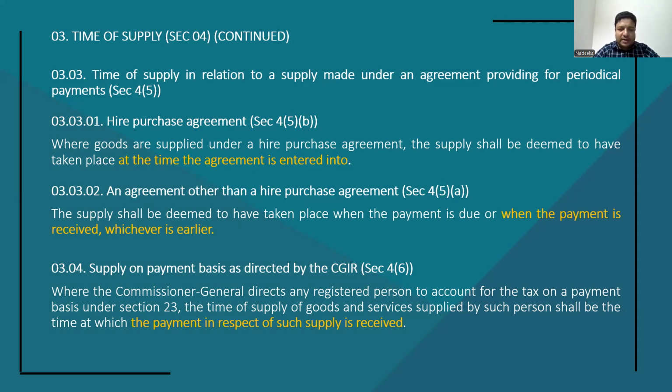Where the Commissioner General directs any registered person to account for the tax on a payment basis under section 23, the time of supply of goods and services supplied by such person shall be the time at which the payment in respect of such supply is received. So if that approval is there, you can wait till you collect money to pay taxes to the government. So without the approval, you can't apply the cash basis.